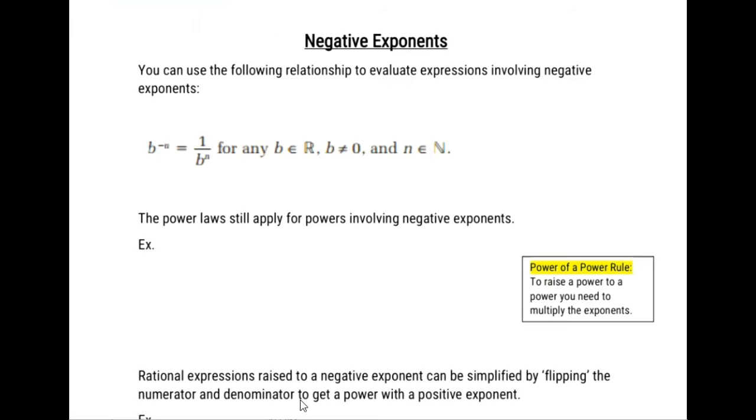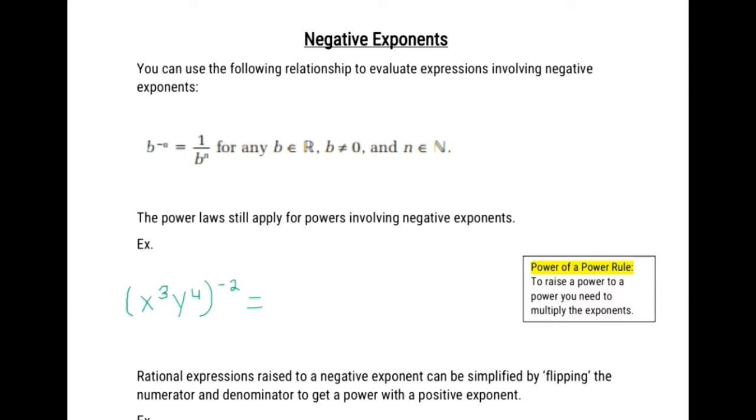So far, we have considered situations where n is greater than or equal to 0. However, you will sometimes encounter exponential expressions with negative exponents. You can use the following relationship to evaluate expressions involving negative exponents. The power laws still apply for powers involving negative exponents. To solve the example below, we would first take the reciprocal of the power to get a positive exponent. We would then apply the power of a power rule to get a final answer of 1 over x to the power of 6, y to the power of 8.